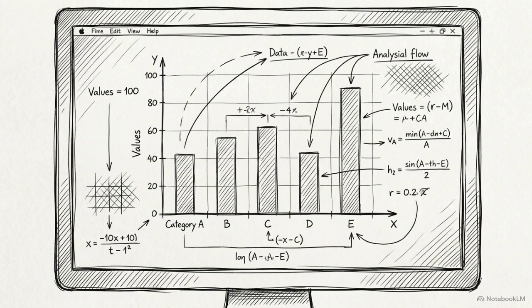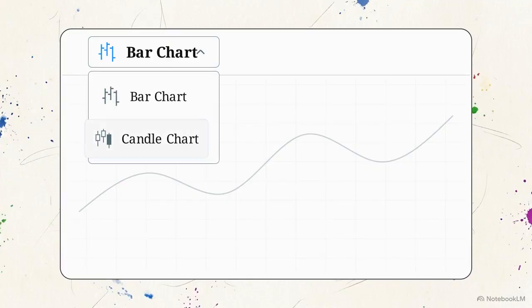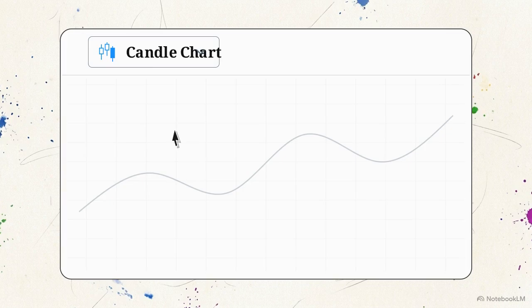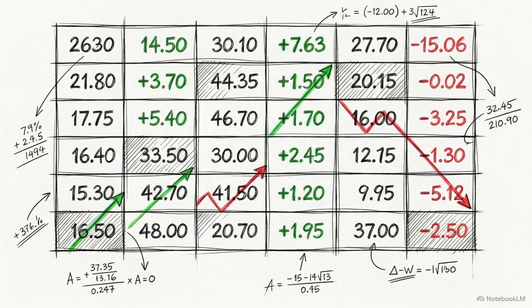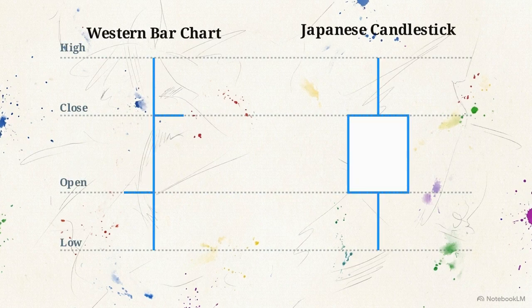Step 1 is to change your software settings. Go into your chart options and toggle the display from standard bar charts to candle charts. It is important to know that the underlying market data remains exactly the same. Both formats use the exact same open, high, low, and close points for any given trading session.